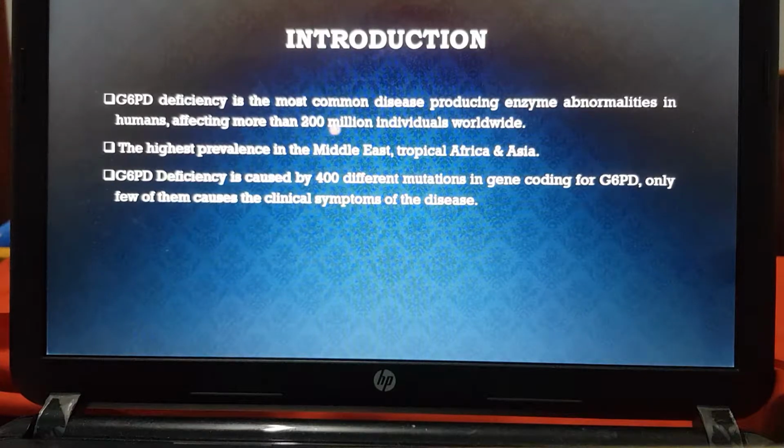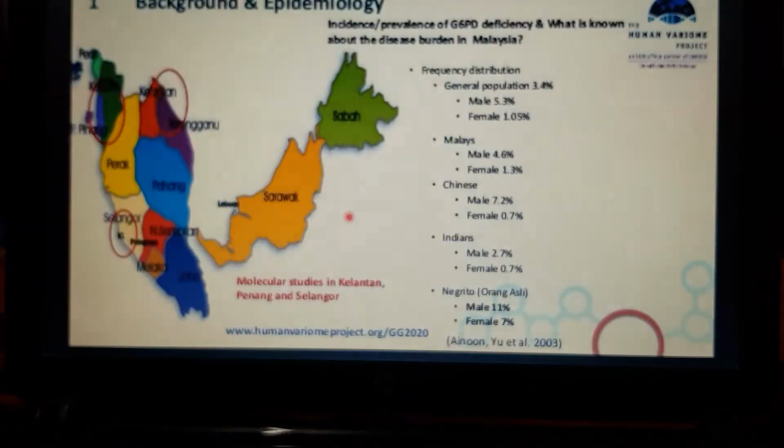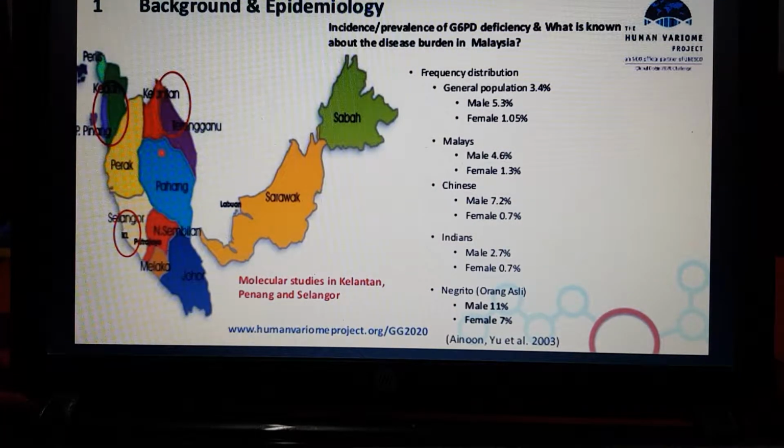For the introduction, G6PD deficiency is the most common disease producing enzyme abnormalities in humans, affecting more than 200 million individuals worldwide. The highest prevalence is in the Middle East, tropical Africa and Asia. G6PD deficiency is caused by 400 different mutations in the gene coding for G6PD, but only a few of them cause clinical symptoms of the disease. In Malaysia, Kelantan, Penang and Selangor have the highest frequency of G6PD deficiency. As we know, the general population in 2003 showed 3.4%, and males are more affected than females. For ethnicity, the Orang Asli have 11%, with males more affected than females and than other races.